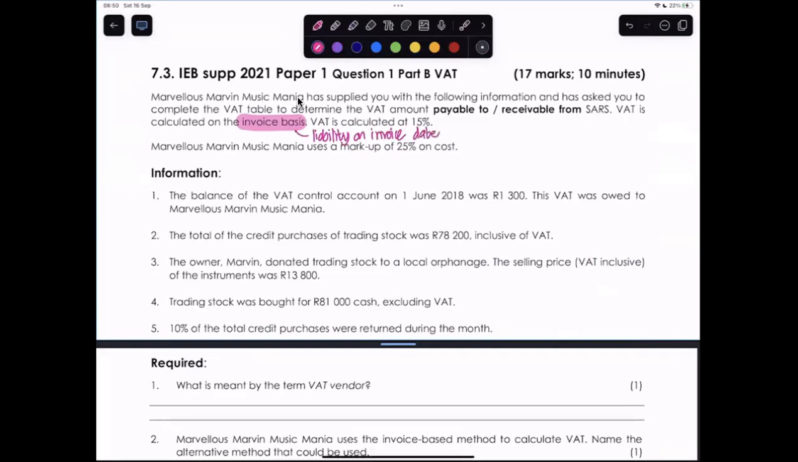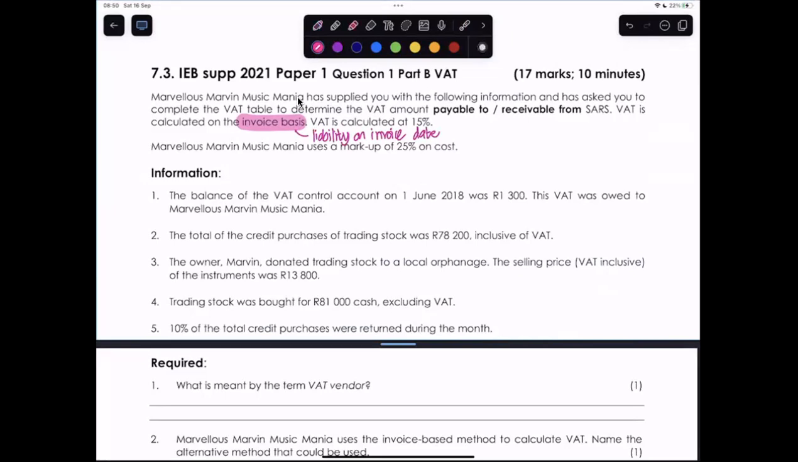The other way of doing it is a method that can be applied for. It's not automatic. Invoice basis is the default with SARS. But if you're a small business, it is possible to apply for the cash basis or receipts or payments basis. That all means the same thing. And that simply means that you would owe the money to SARS only when you actually get the cash from the customer. But at the same time, you will only be able to claim VAT back when you actually pay your supplier. This default invoice basis means that you will only claim back and owe the money to SARS on the dates of the invoices received from suppliers or issued to customers.